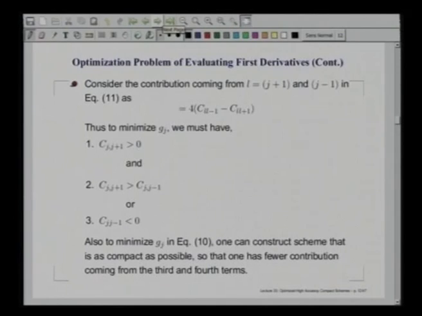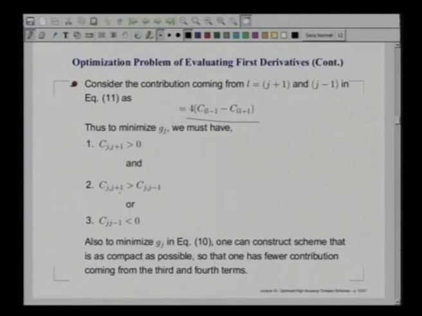and estimate this. For example, if I look at the point L is equal to j plus 1 and j minus 1, then the error term comes out like this. So, if I want to minimize G j, then what I should have is, well, you could write it here j minus 1 and j plus 1. I could write this as a positive quantity, because if this is negative j plus 1, you can see that instead of reducing error, it will actually increase error. So, that is what your condition 1 is.